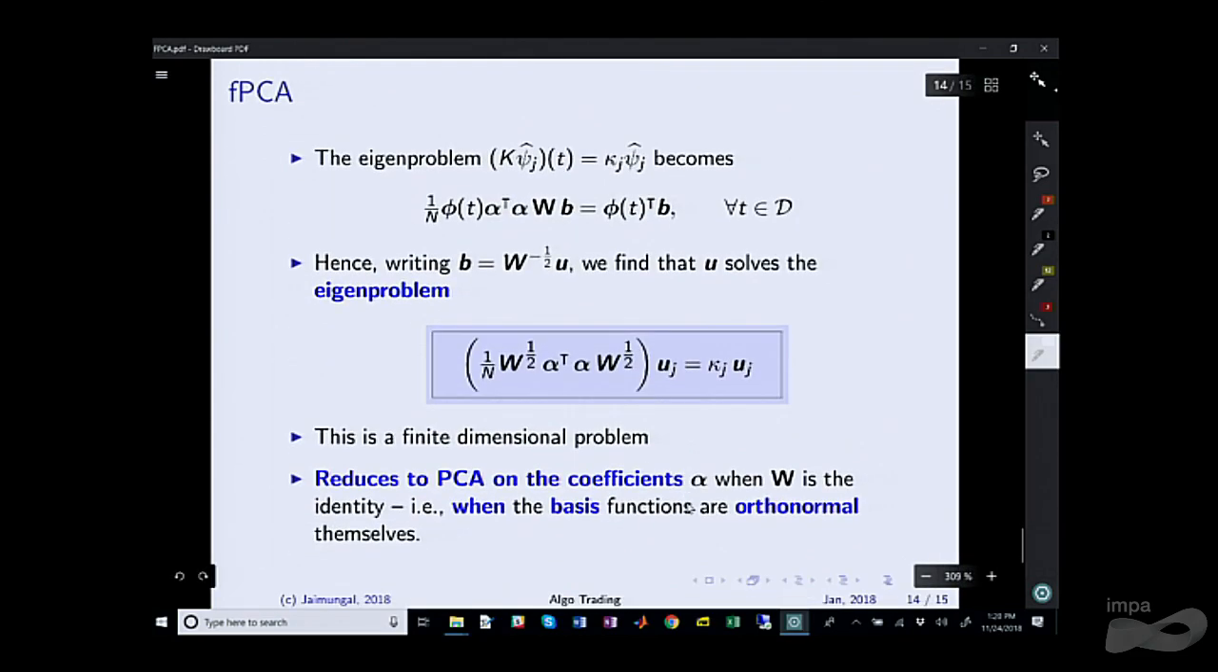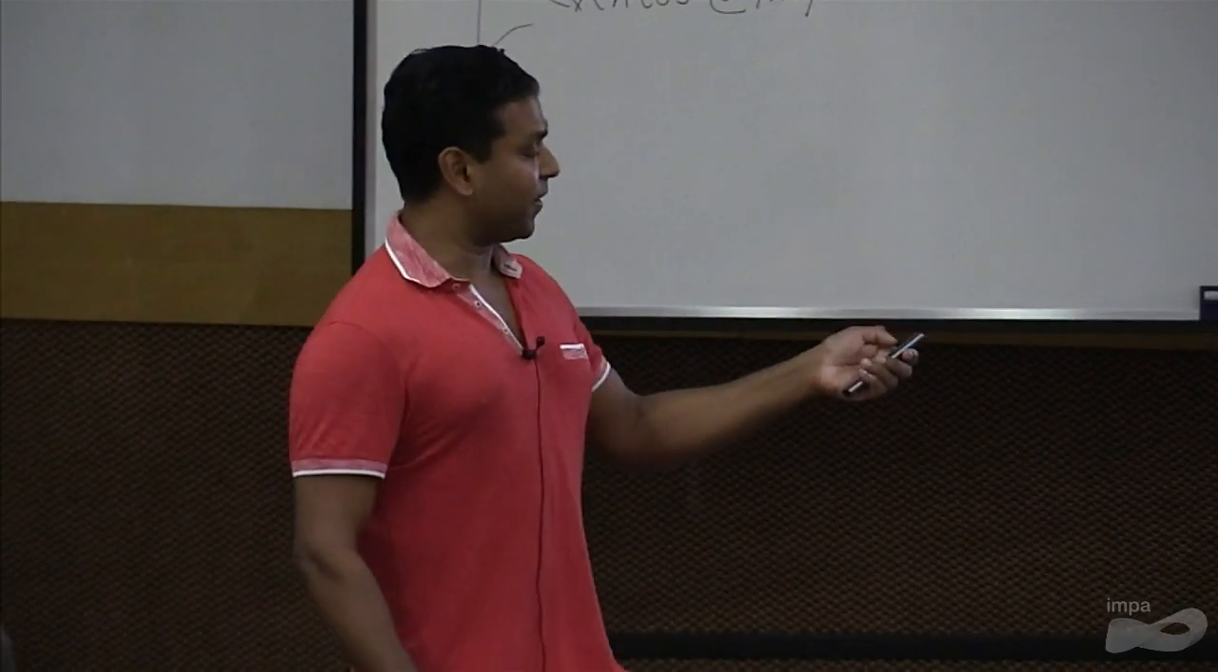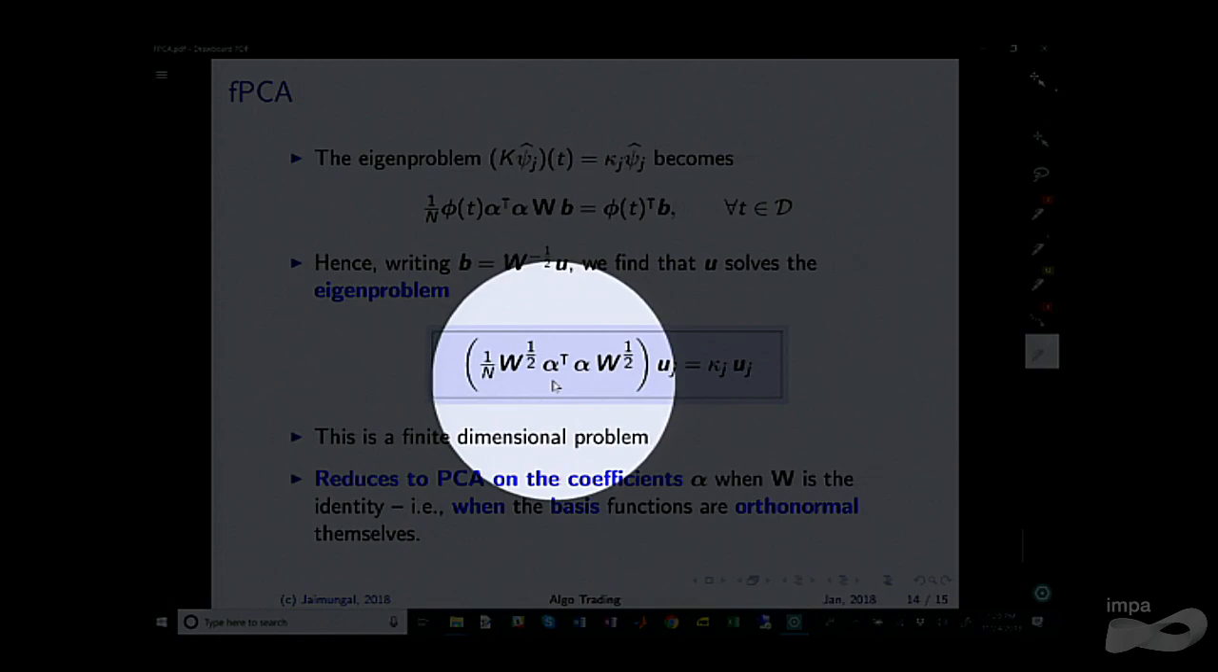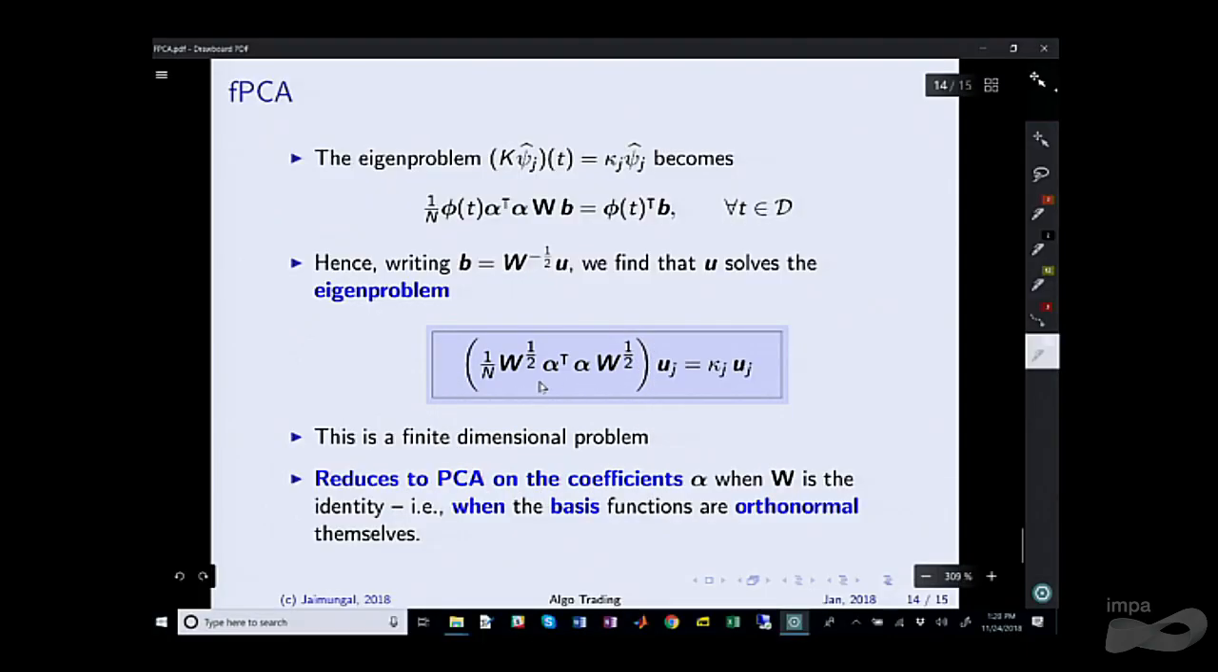matrix. Finally, this is some detail, but if you don't follow all of the details, don't worry. The end result is nice and simple. Solving the functional principal component problem reduces to an eigenproblem, but it's an eigenproblem where instead of taking the covariance matrix, which would have been here, times u equals kappa j u, you get this funky little factor, which depends on this weight matrix from the previous slide, the estimated coefficients that you've gotten from your regression, and that is the effective covariance matrix.